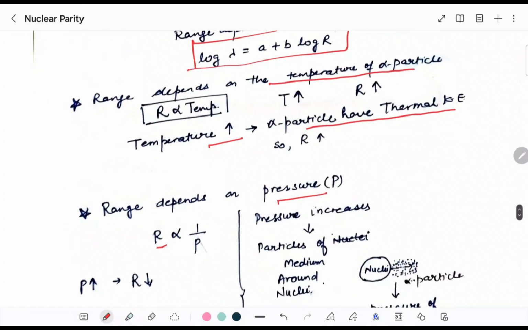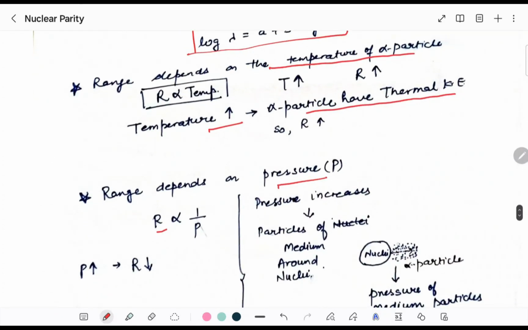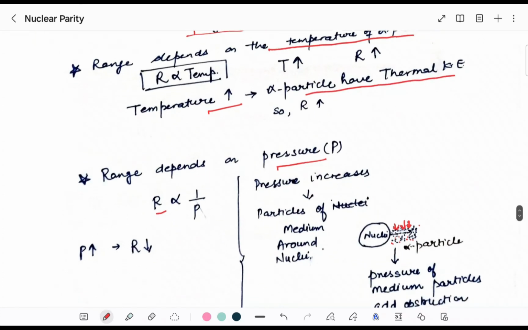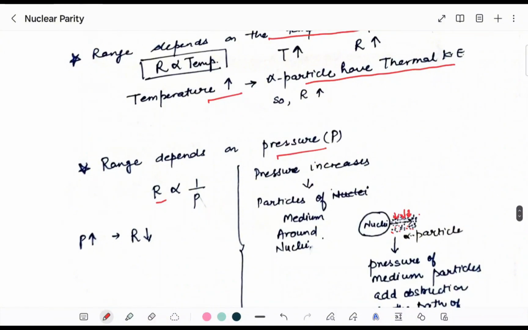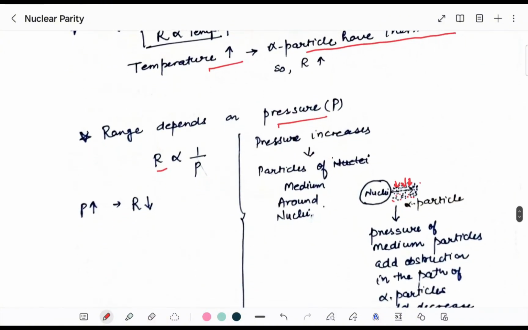Now why is this happening? Let's suppose that there are a number of particles present outside the nuclei. When the alpha particle starts emitting and the pressure starts increasing, the particles of the medium become denser and more surrounded towards the nuclei, and it would be very difficult for the alpha particle to pass through these particles. So the pressure of the medium particles adds obstruction in the path of the alpha particle, so it reduces the range of the alpha particle.